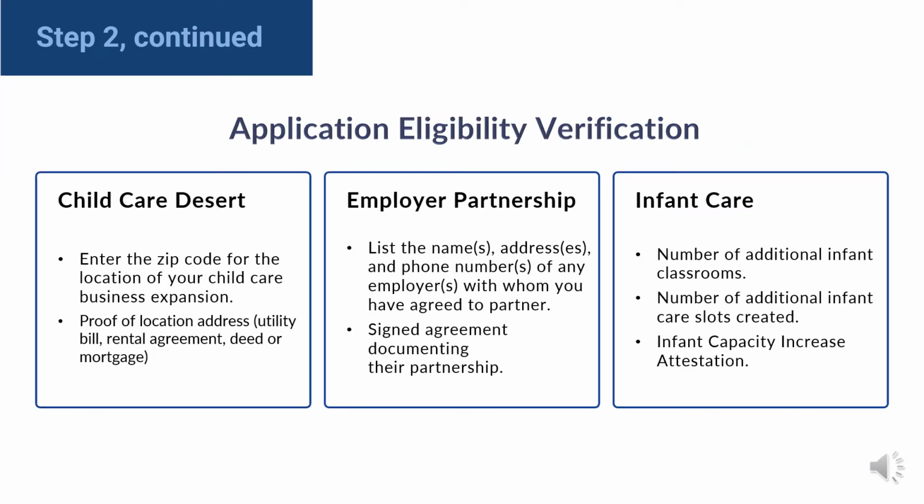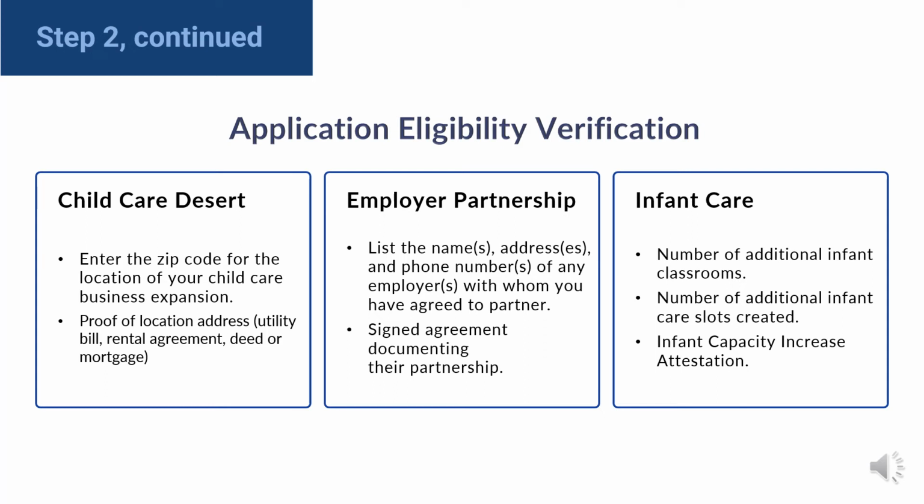Application eligibility verification. Providers will be asked to verify information in the following 3 areas. If you are expanding in a child care desert, you will need to enter the zip code for the location of your child care business expansion. Provide proof of the location address. This could be a utility bill, rental agreement, deed, or mortgage statement.